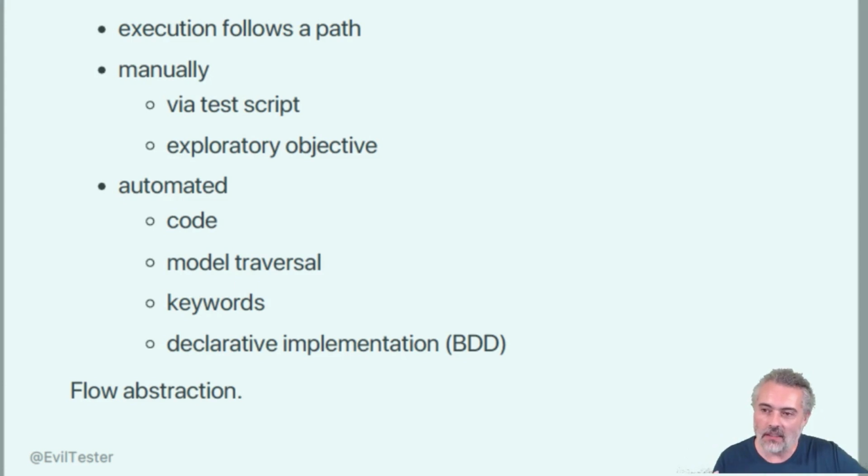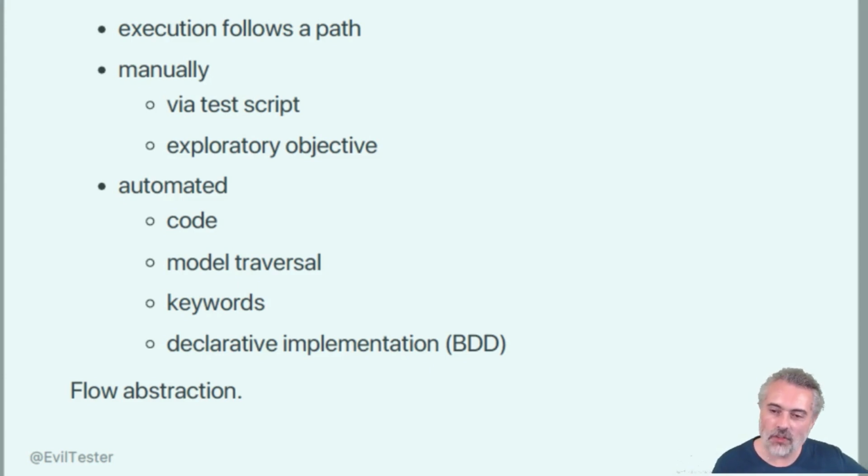If we're doing it manually, then we might have written a test script, or we might be exploring the system based on some sort of objective. But we will exercise paths through there. And if we're not aware of that, then we have no way of understanding the coverage we're doing. Now, when we approach this through automated execution, the code that we write represents a path. We're doing model traversal through an algorithm if it's model-based testing.